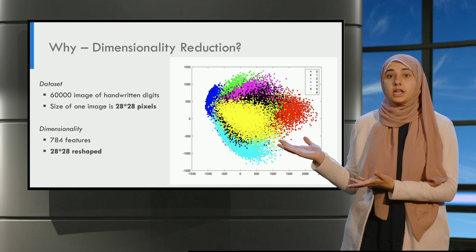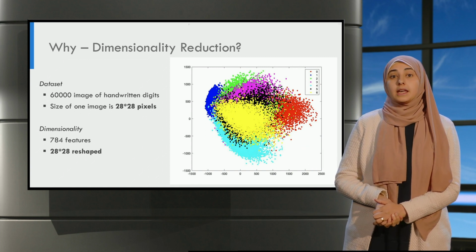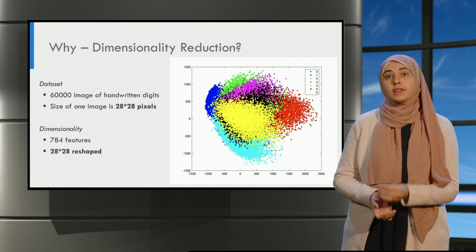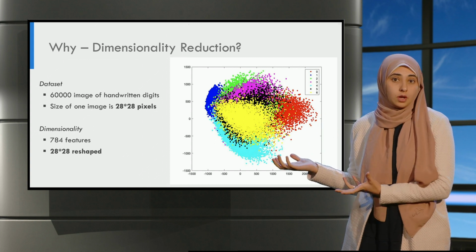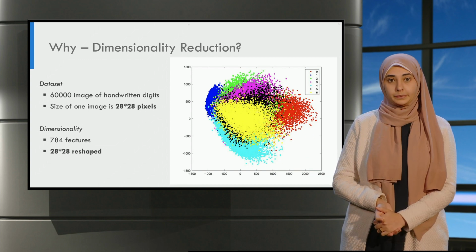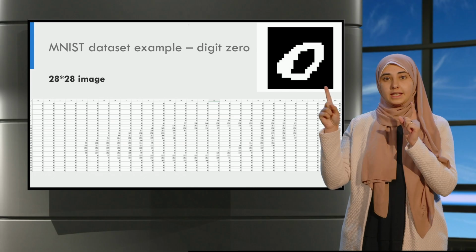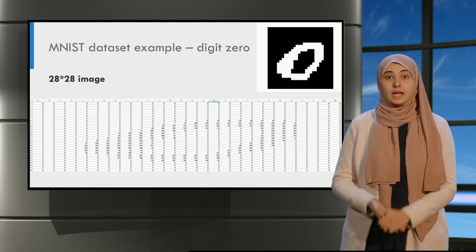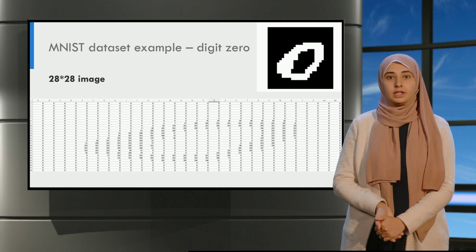The image you see here is the 2D visualization of the dataset points. The digits are colored based on the label of the digit. So all images of digit 0, for example, are plotted in red. This is an example of digit 0 and how it is represented in a 28 by 28 pixel image. Then that is reshaped to a 1D vector of size 784.